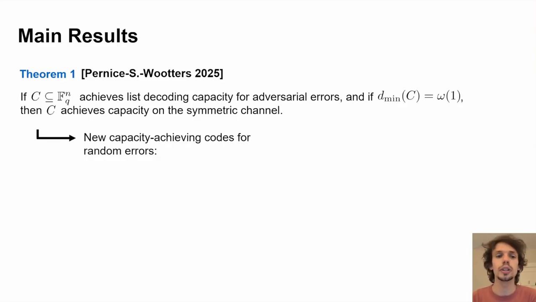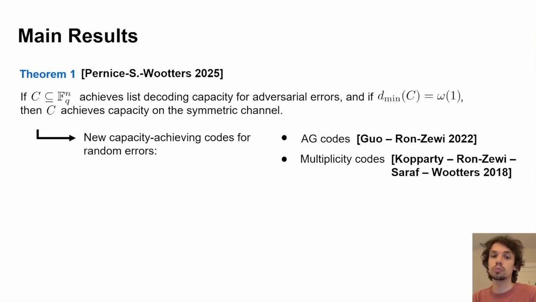Now, one consequence of our result is that we get new capacity achieving codes for random errors, because there were some codes that were previously known to achieve list decoding capacity, but they were not known to achieve capacity for random errors. For example, algebraic geometry codes and multiplicity codes, because of these previous papers, were known to achieve list decoding capacity. And so by our theorem 1, they also achieve capacity over the symmetric channel.